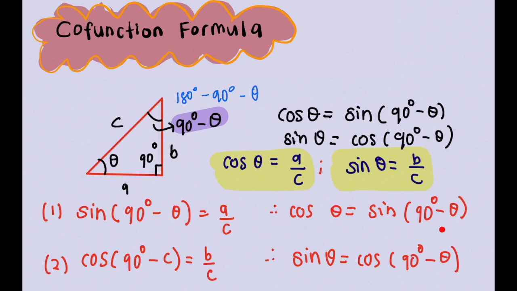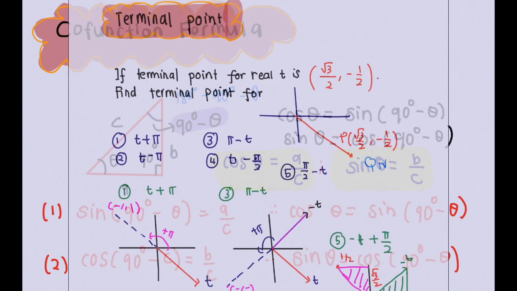which is cos theta is equal to sine 90 degree minus theta. Now let's see another one, cos of this angle. So cos of 90 degree minus theta is equal to adjacent over hypotenuse, B over C. So do you realize here that B over C is the same value here? Therefore, we can conclude sine theta is equal to cos 90 degree minus theta. So that is the cofunction formula.